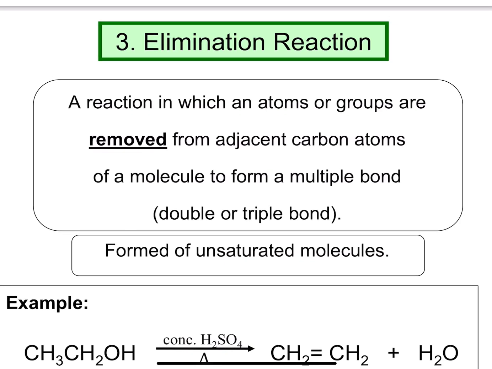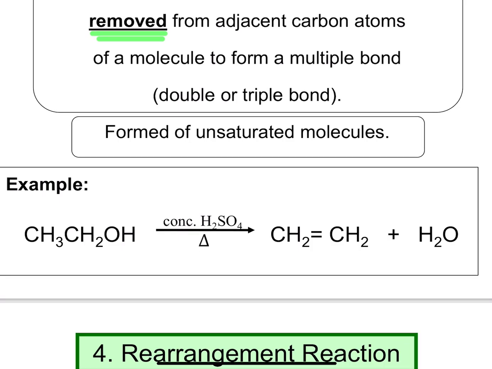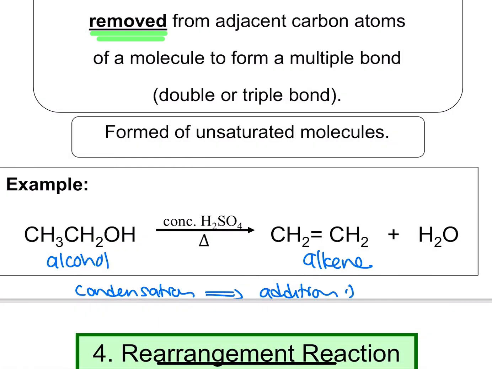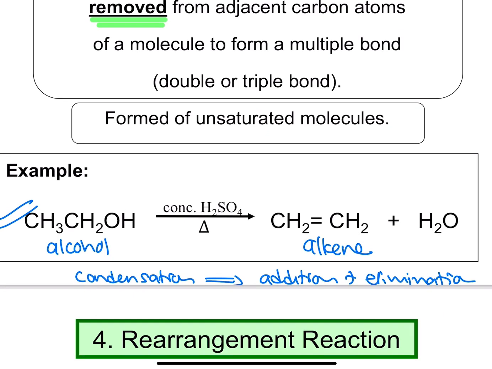Next, we have elimination. What do we understand about elimination? Elimination means we have to remove something. A good example is from your Form 5, whereby we have alcohol turning into alkene. We also have some elimination during polymerization, condensation polymerization, if you remember. Condensation polymerization is actually a result of addition plus elimination. But a perfect example would be alcohol turning into alkene, an easy one.